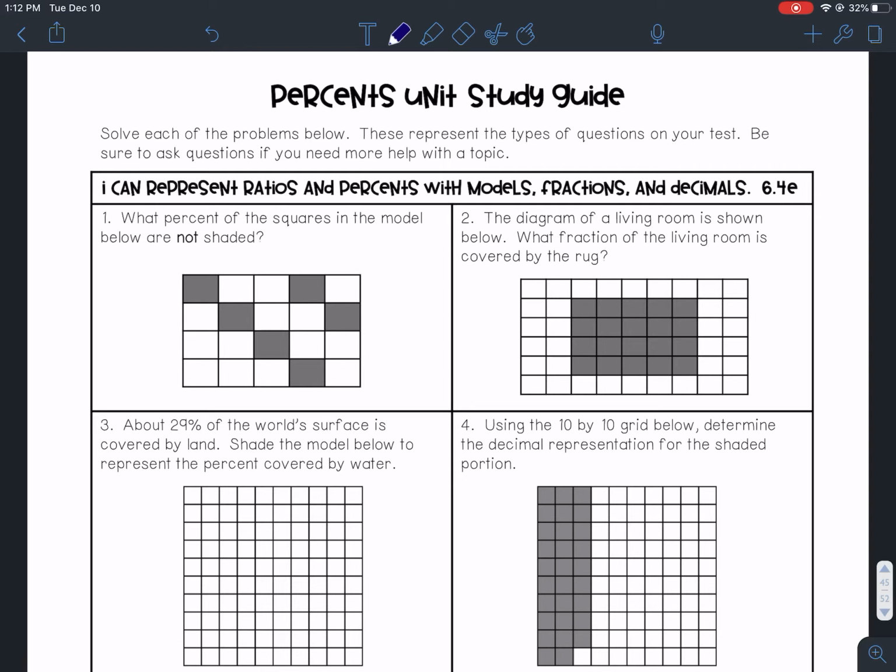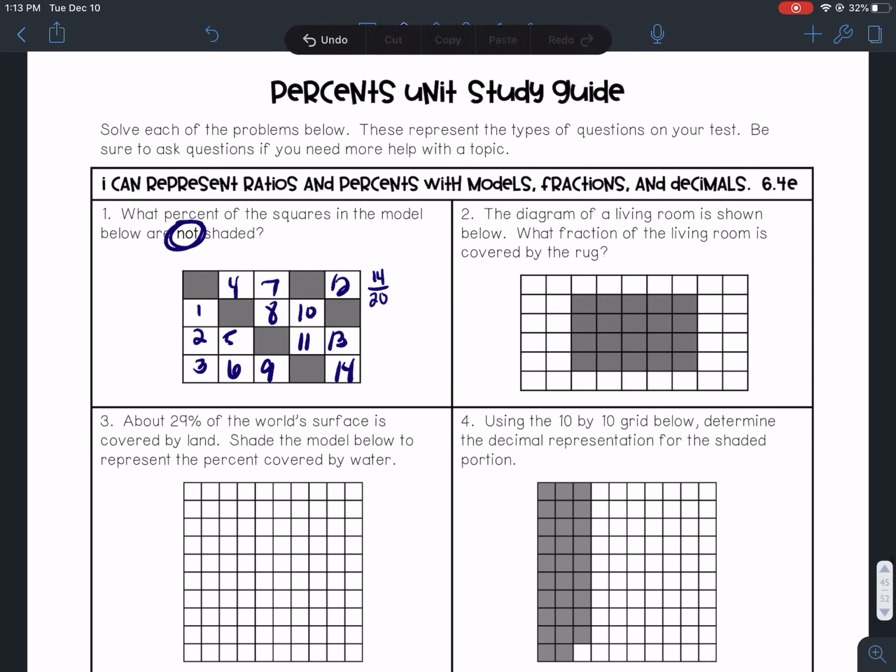Okay, what percent of the squares in the model below are not shaded? So I wanna look at not shaded. I'm gonna count how many are not shaded. I have 1, 2, 3, 4, 5, 6, 7, 8, 9, 10, 11, 12, 13, and 14. So I have 14 that are not shaded out of, how many do I have in total? Okay, so I'm going to count how many I have total. If there's 4 in each row and there's 5 rows, that means I have 20 in total.